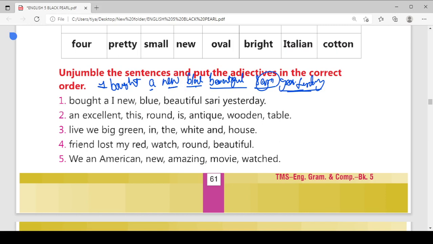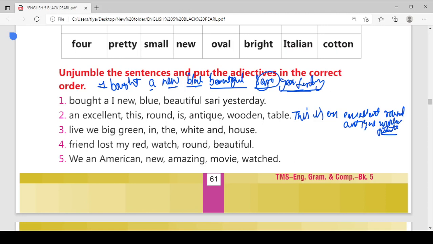Okay, now: an excellent, this round is antique wooden table. How can we unjumble the sentence? This is an excellent round antique wooden table.